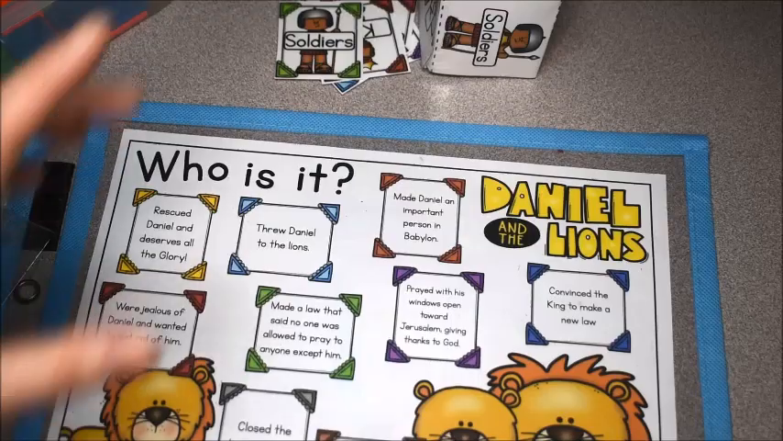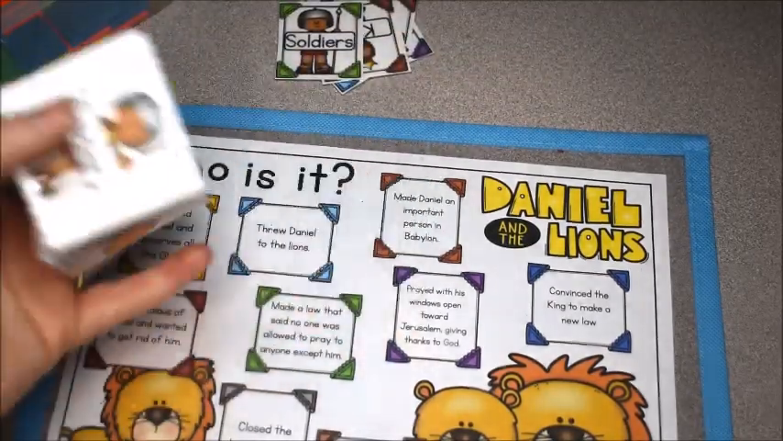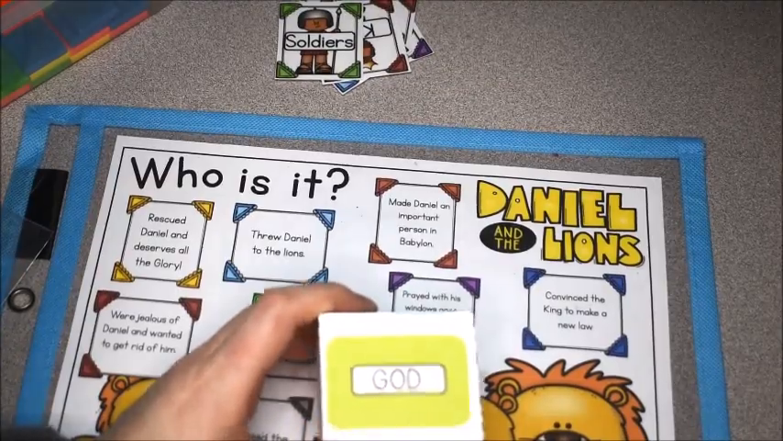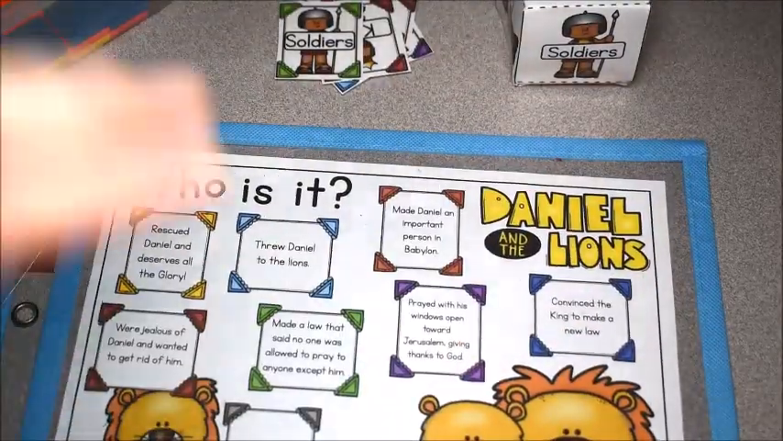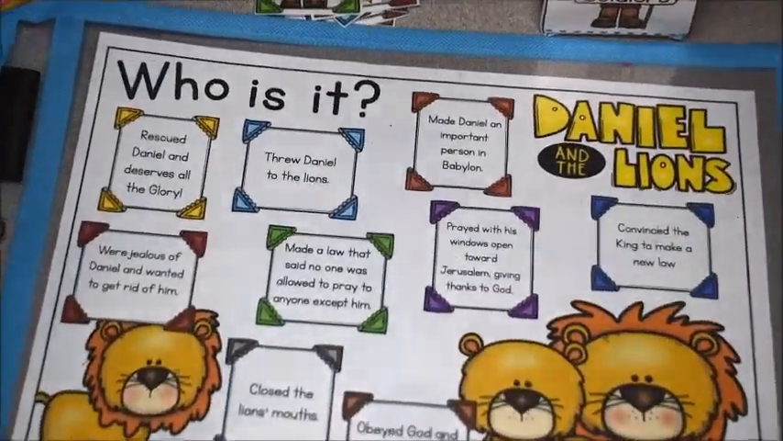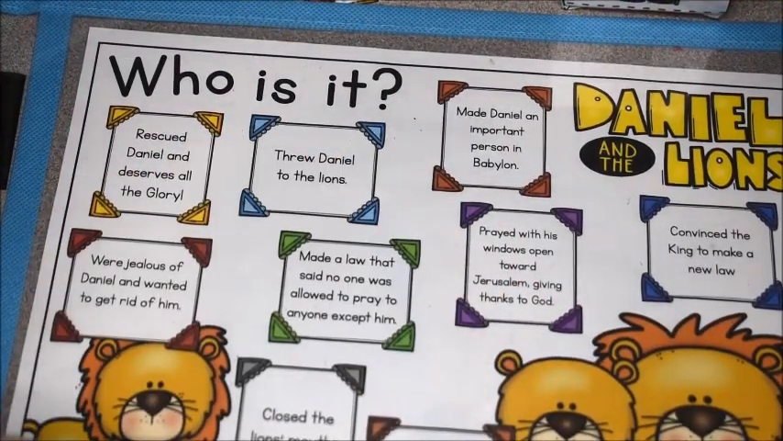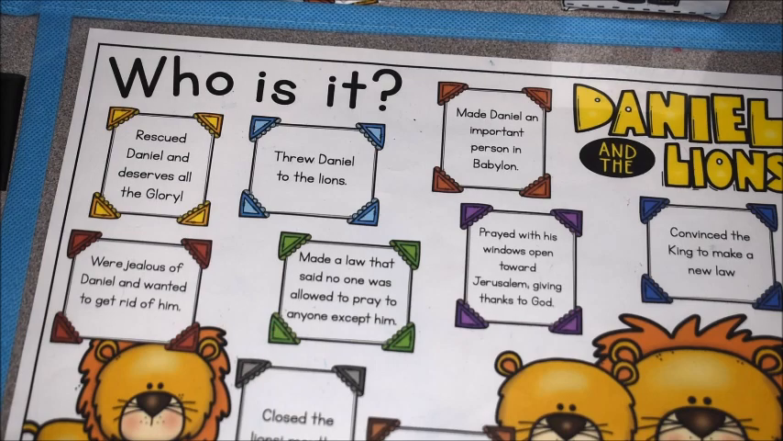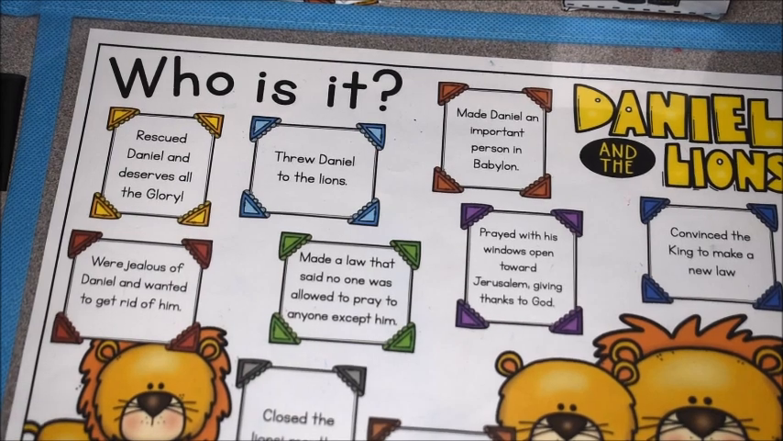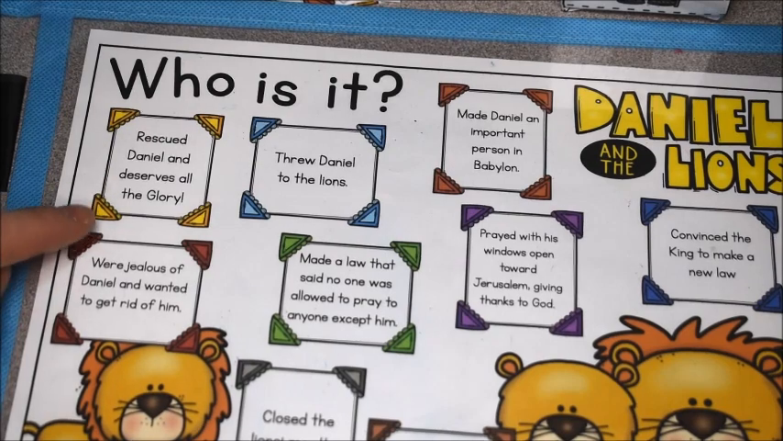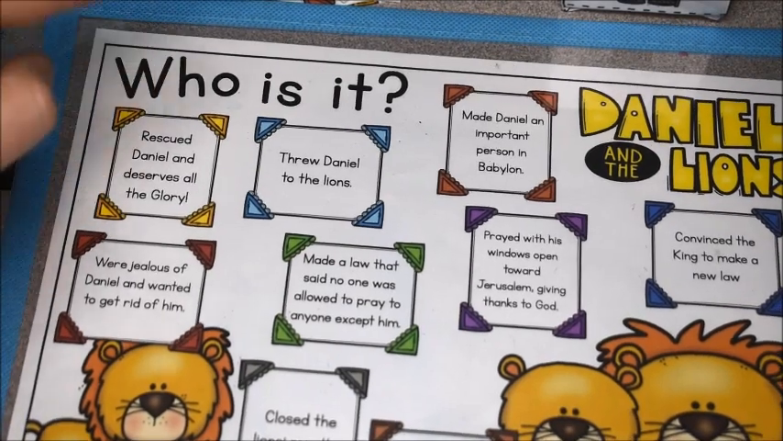Okay, so for this activity, what the children are going to do is they're going to roll the die, and whoever it lands on, this one landed on God. So they're going to look on their mat and they're going to decide or find something that God did in the story. So I'm going to look here and I see this one. Okay, this one says, rescued Daniel and deserves all the glory. That would be something God did.